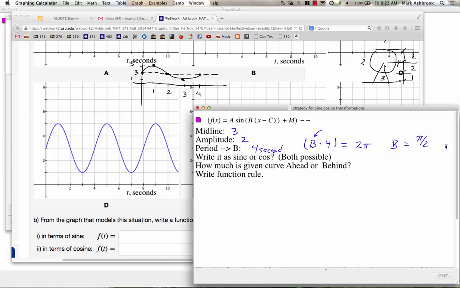And we're going to do it as a sine. And so if it's as a sine, then how much is it ahead or behind sine? How much is it shifted if we choose sine? No shift. It is sine. There's no shift. It starts at the midline, goes up to the top. That's what sine does. So we're ready to write it.